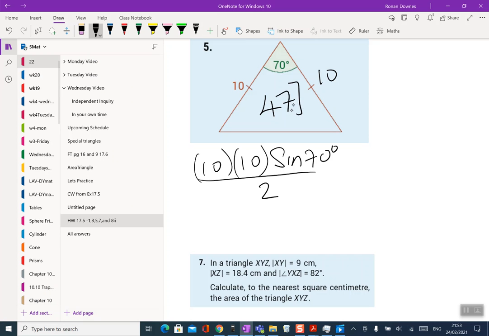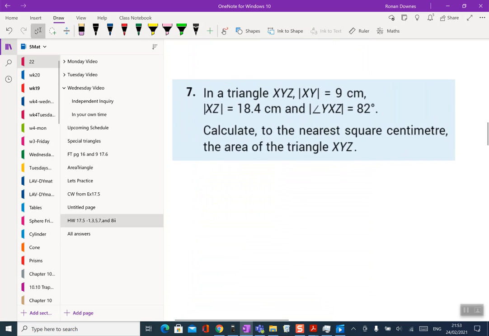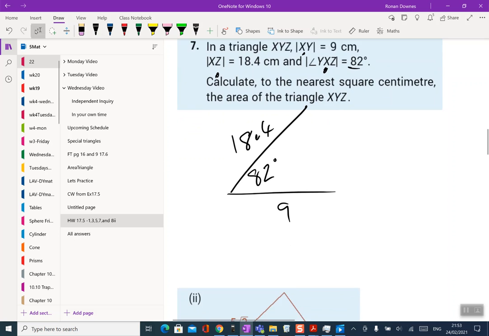47. Okay, exactly 47. So we're going to model this. Put a 9 that way. Can put 18.4 this way. x, which is common to both of them, has an angle of 82 degrees.